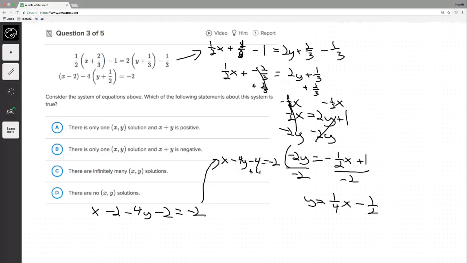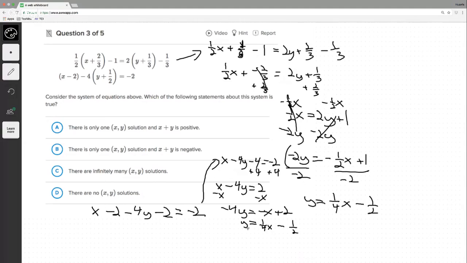I'm going to add 4, x minus 4y equals 2. Let's move the x over: negative 4y equals negative x plus 2. And then we got y equals, and then it's going to be positive 1/4 x. I'm doing it fast, so hopefully I didn't make any mistake. We're dividing by negative 4, minus 1/2.